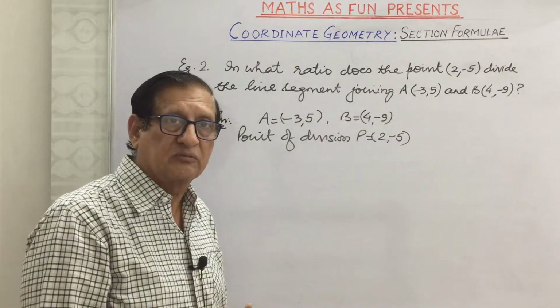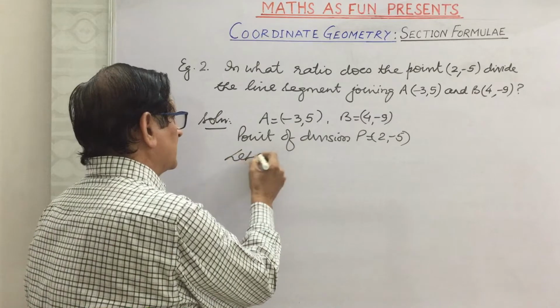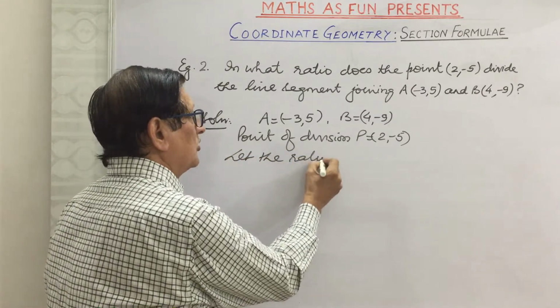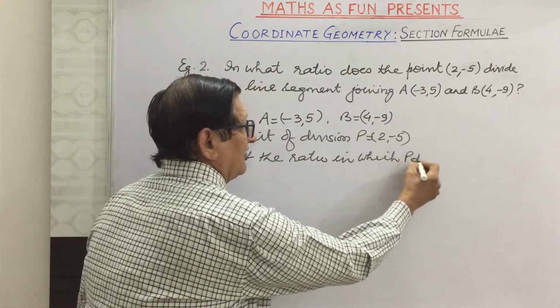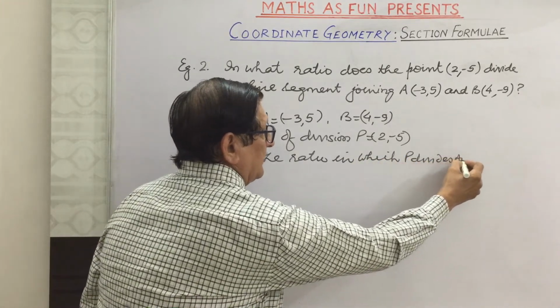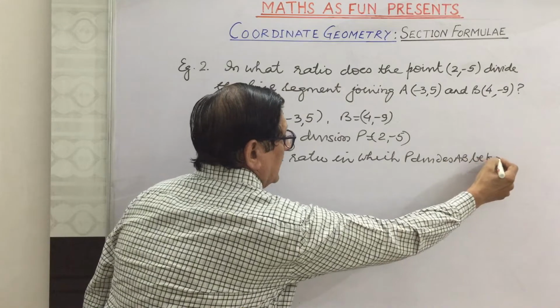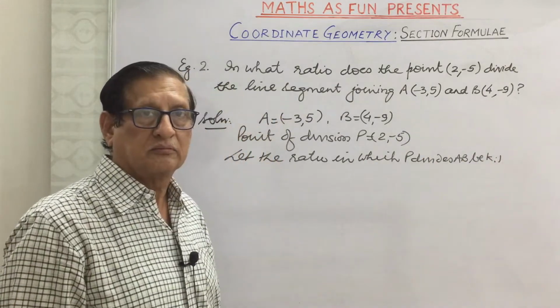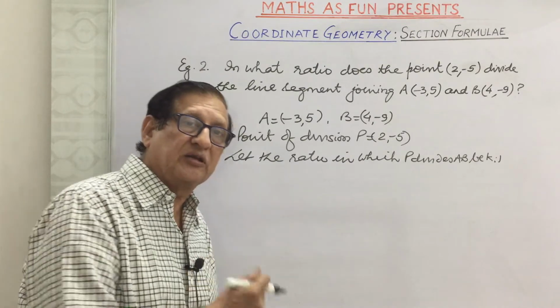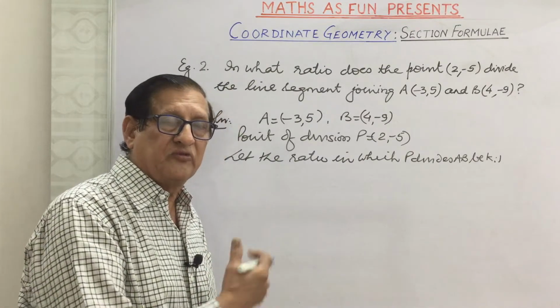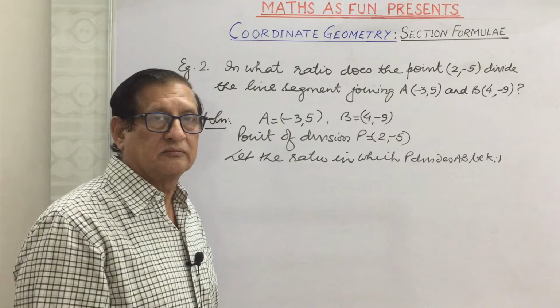We have to consider some ratio. So we write, let the ratio in which P divides AB be k is to 1. Instead of taking m is to n, we can take k is to 1, and by finding the value of k, we can get the ratio.